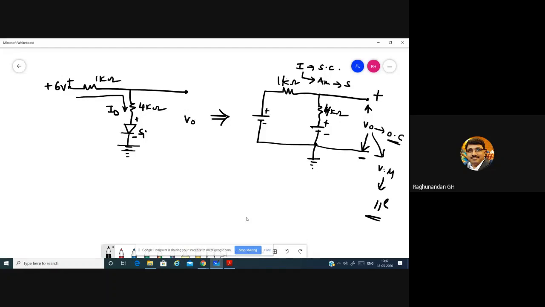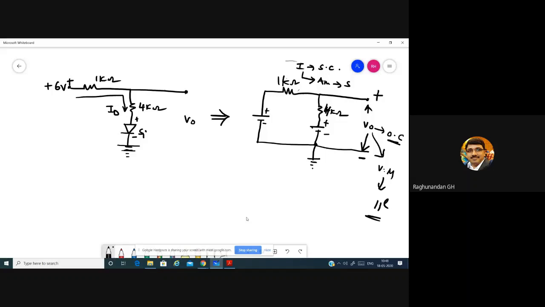Ammeter in series. You cannot connect the ammeter in parallel like this. If you connect it like that, the current will move through the ammeter only. No current will flow through this, and you will not be able to find out the current which is flowing through this 1 kilo ohm. So the ammeter should always be connected in series, and the voltmeter in parallel, as you know that parallel branches will have the same voltage.